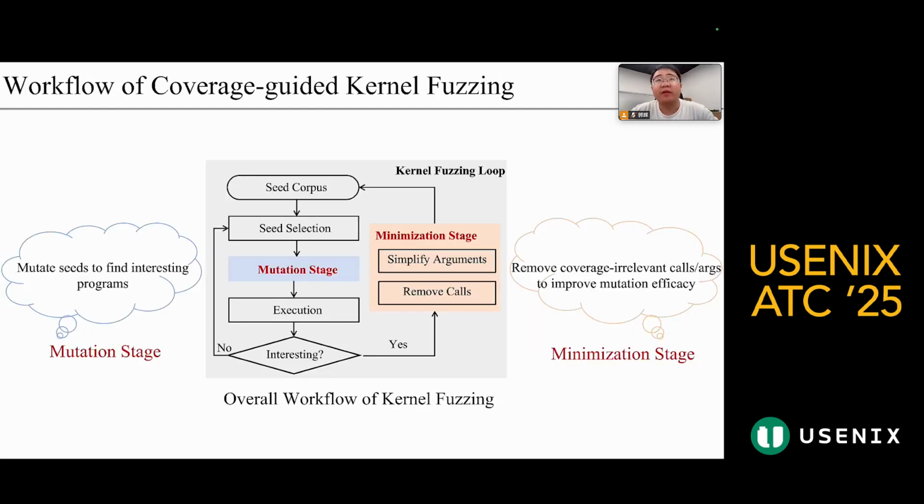Generally, coverage-guided kernel fuzzing usually includes two major stages: mutation and minimization. The mutation stage aims to mutate seeds to find interesting programs. Since the new inputs are randomly generated, they may contain redundant system calls or arguments. Therefore, an important stage, minimization, is adopted to remove coverage-irrelevant calls and arguments to improve the mutation efficiency. So, the minimization stage is critical in kernel fuzzing.